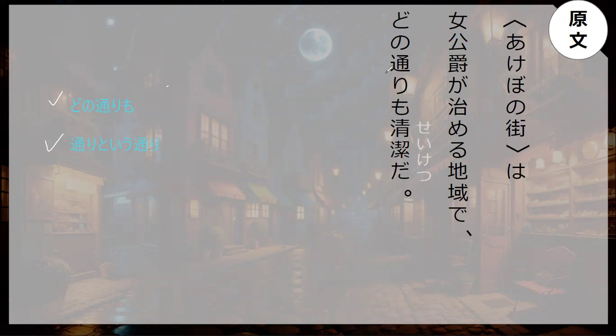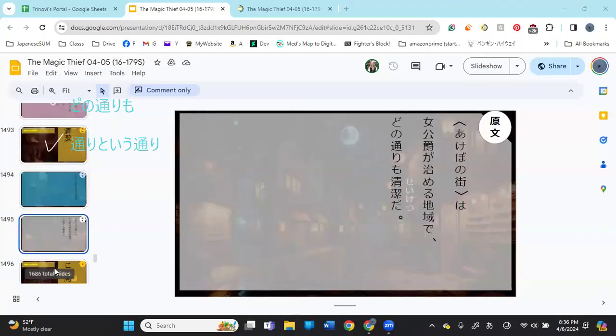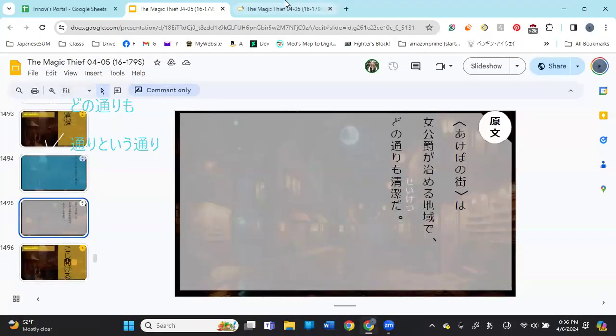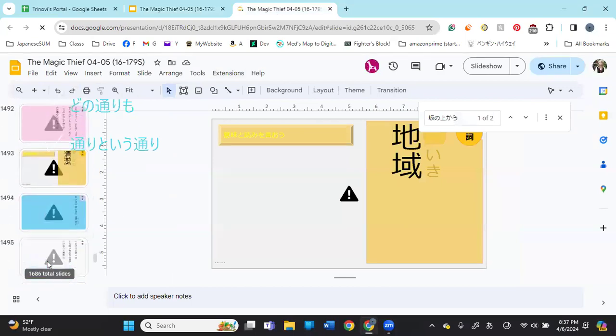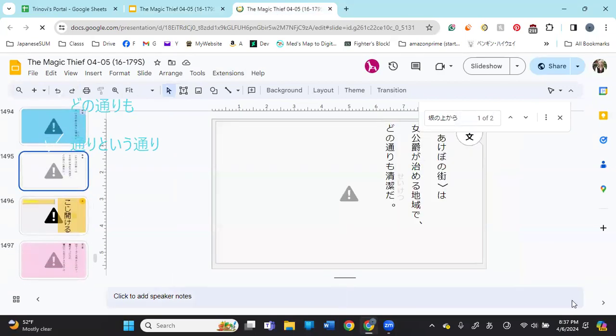So altogether, we say the sentence again. Regarding the Akebono district, inside the boundary of the district governed by the duchess, every street is clean. Exactly. The duchess knows where to put her tax money. Clean those streets. So yeah, that's where we'll be ending for today.